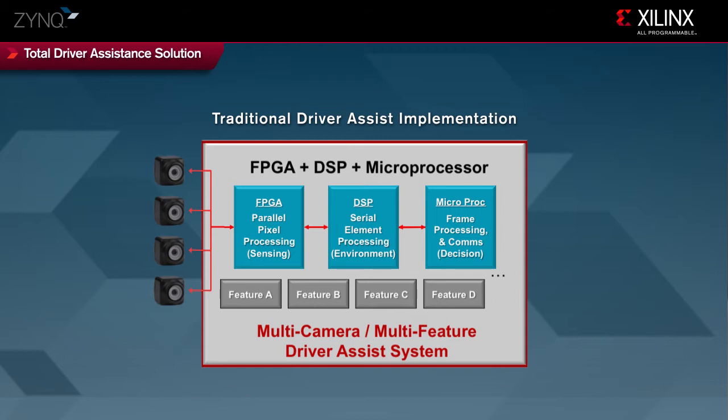Looking at a typical DA system implementation, we see three different devices are used to perform sensing, environment characterization, and decision making. Image capture and pixel processing is performed in hardware by an FPGA or ASIC. Serial element or object processing is performed in software on a DSP processor. And finally, a traditional microprocessor handles frame-level processing and vehicle communication. It's noteworthy that many features must be implemented across all three devices.